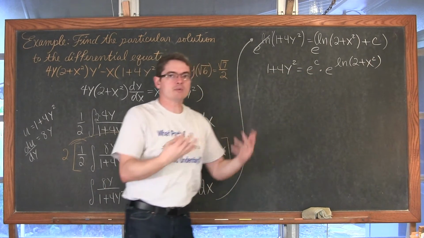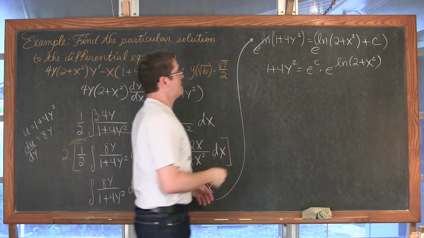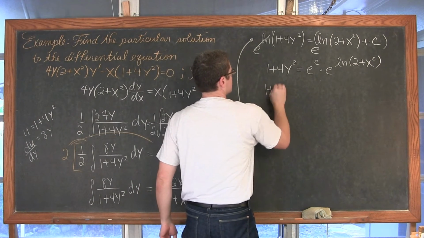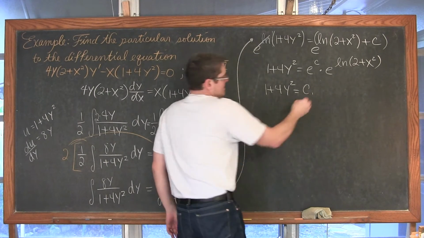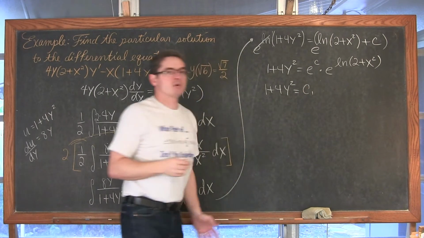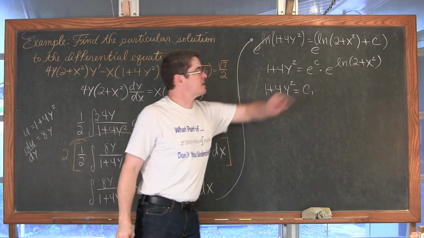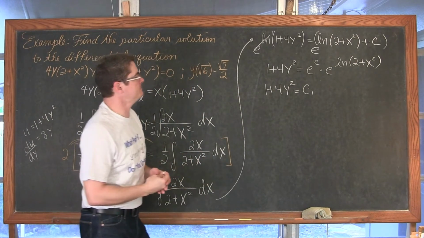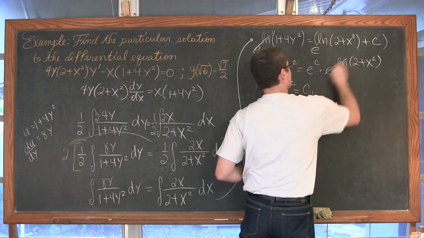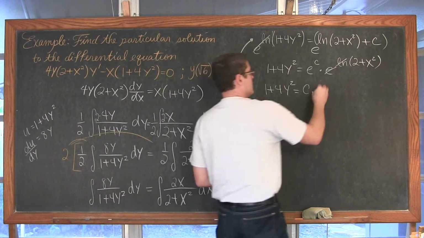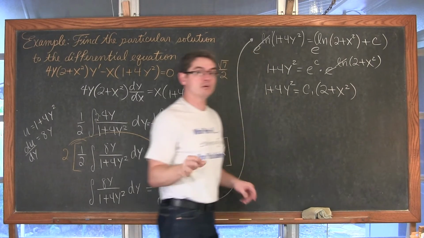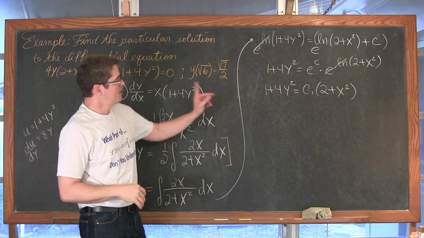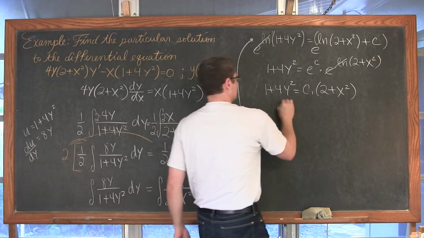e to any arbitrary constant is going to be another arbitrary constant, so that's going to be 1 plus 4y squared is equal to c sub 1. Really you should put a little subscript there to show that this constant's not really the same value as that unknown constant. And now the base e and the log base e are going to cancel out, and we get 2 plus x squared. 2 terms there, so don't forget your parentheses. Subtract both sides by 1.